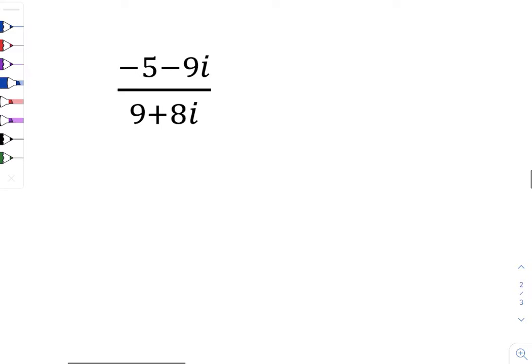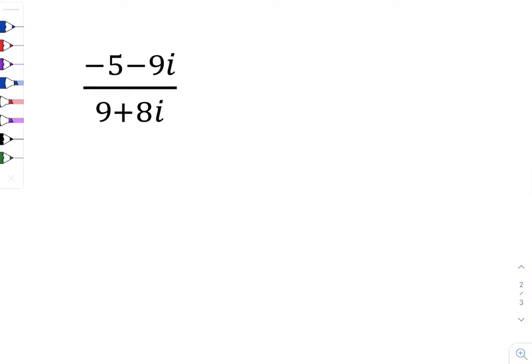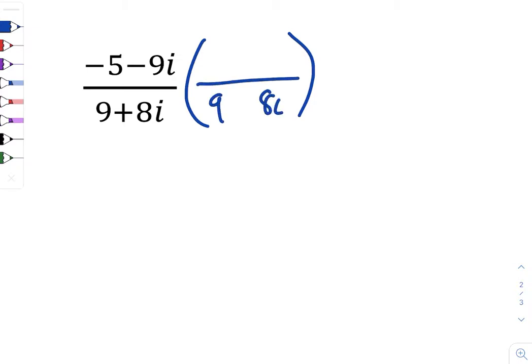Okay. And the next problem, same thing. Doesn't really matter what's going on in the numerator. The denominator has a complex number, so I'm going to need to multiply by the conjugate. The 9 doesn't change, the 8i doesn't change, but the sign in between becomes the opposite. So instead of 9 plus 8i, it's 9 minus 8i. That gets multiplied in both the top and the bottom.